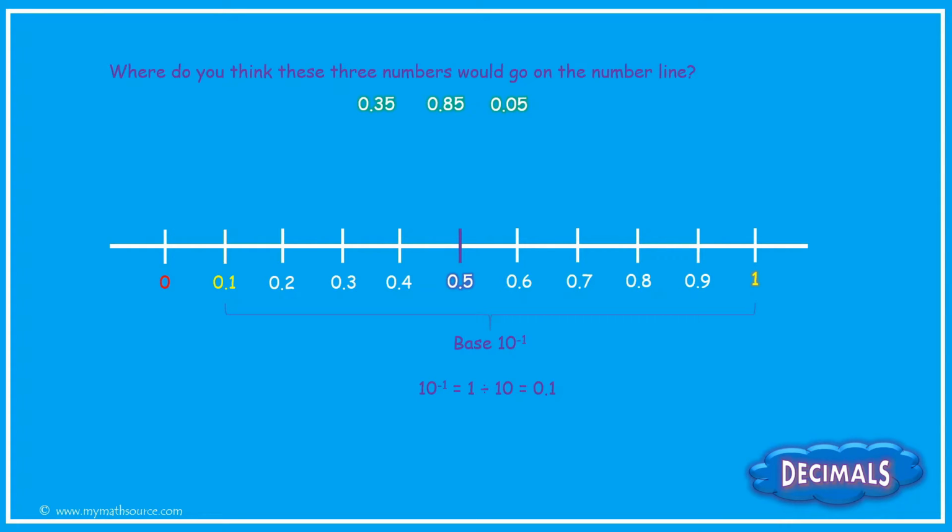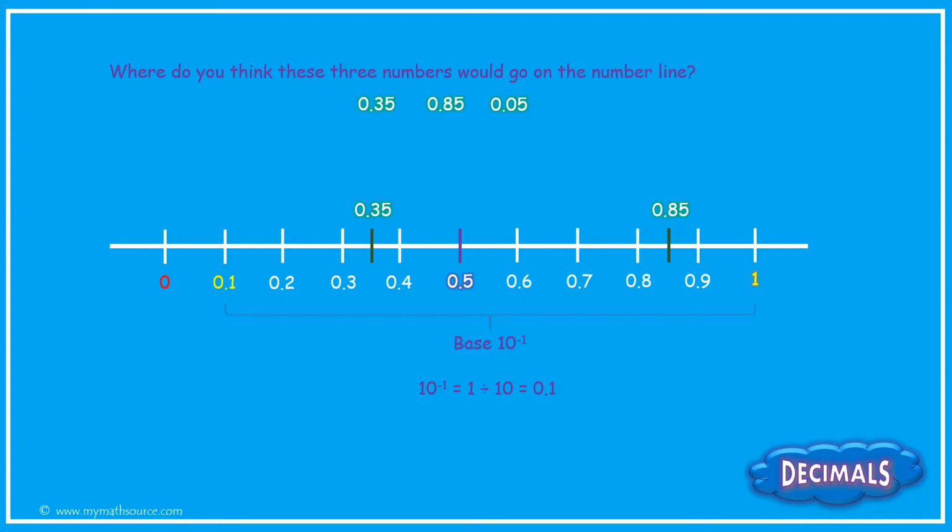Okay, so where would 0.35 go? If you guessed between 0.3 and 0.4, you are correct. What about 0.85? Where would that go on this number line? If you guessed between 0.8 and 0.9, you were correct again.